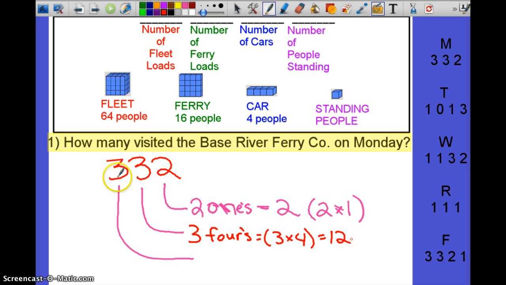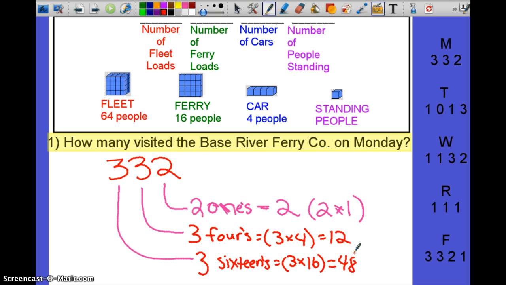And the final digit indicates the amount of ferries going across the river. Since students know that each ferry can hold 16 people, we can also refer to the place that this 3 occupies as the 16's place. So this 3, the digit, and the place value work together to give us the meaning that there are 3 16s, or 3 groups of 16, which is 48.